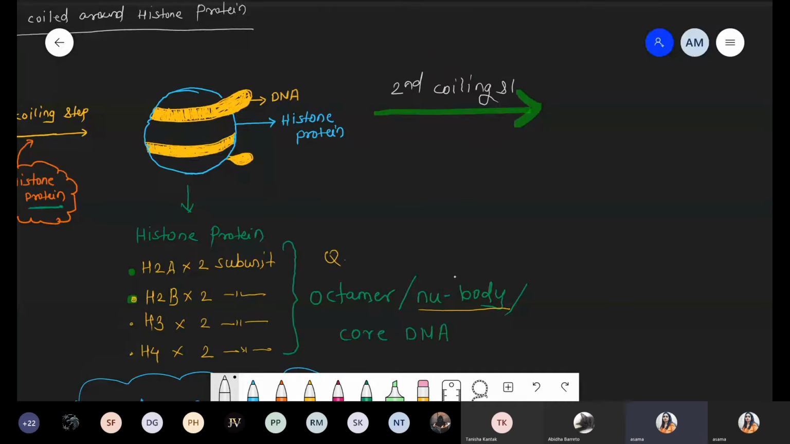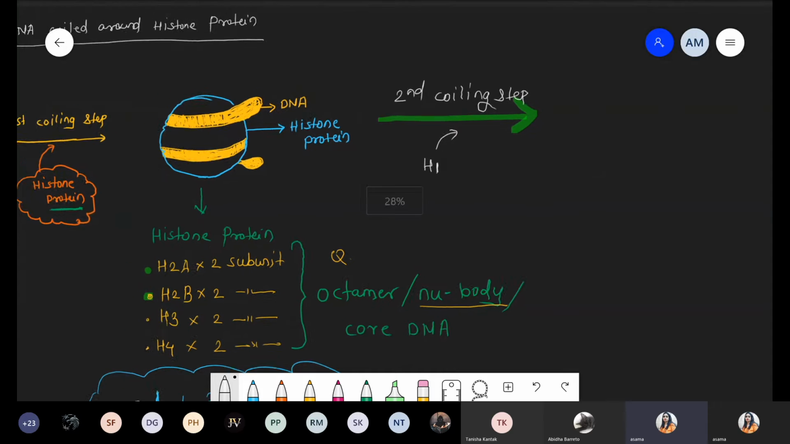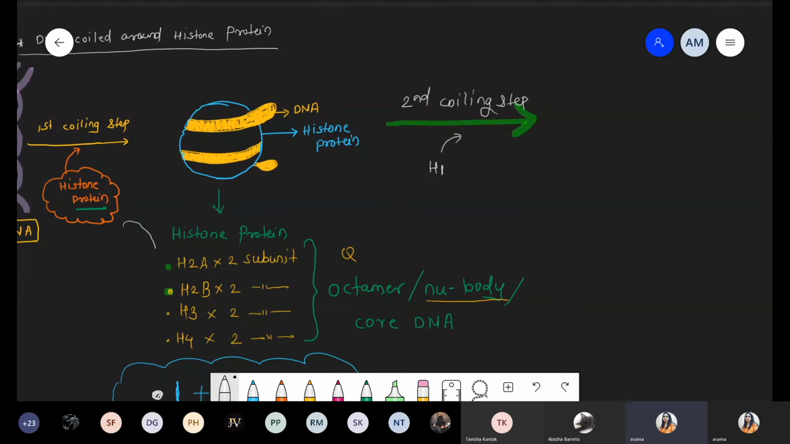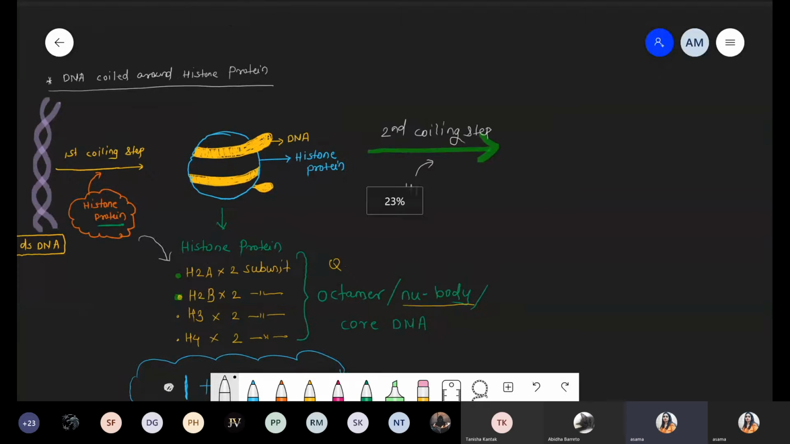During the second coiling step, there is an entry of H1, 2 subunits of H1. Because we just discussed there is an entry of histone protein, but which histone protein? That is H2A, H2B, H3, H4. We had not introduced H1, but now in this condition H1 has entered, and when H1 enters, it undergoes the second coiling. Now what happened? Just quickly check what is happening.